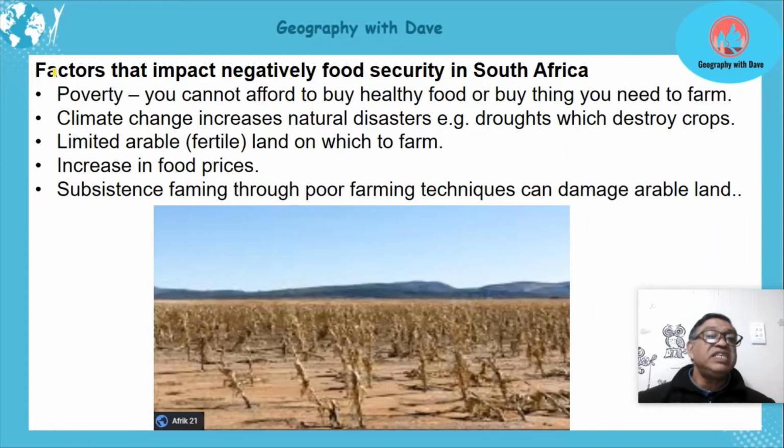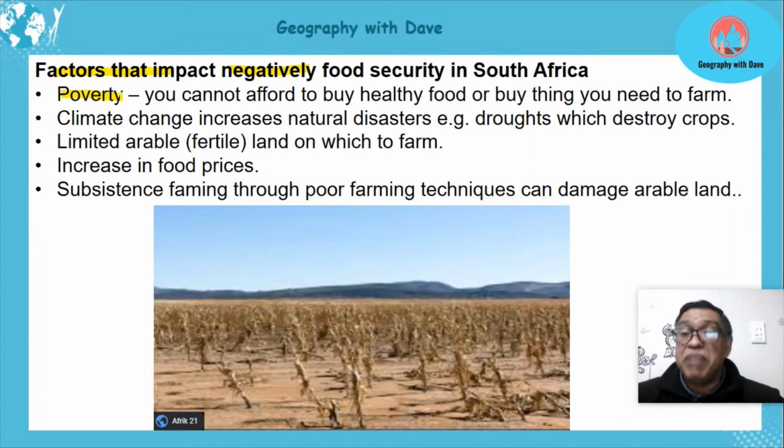Factors that impact negatively on food security. And the first factor that comes up is poverty. Remember, food security is when all people have access to nutritious food, means they can get it. Unfortunately, with poverty, in our country, we have more food than the population actually needs. But one problem is not all people in our country can afford proper nutritious food. So they buy what they can afford. And it may not be as nutritious, may not contain all the proteins, vitamins, etc.